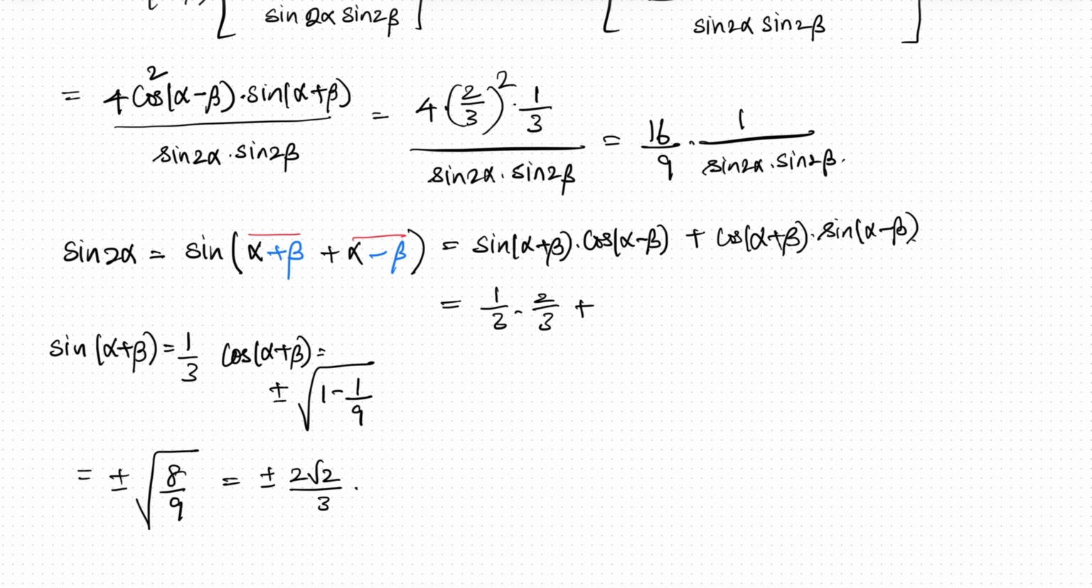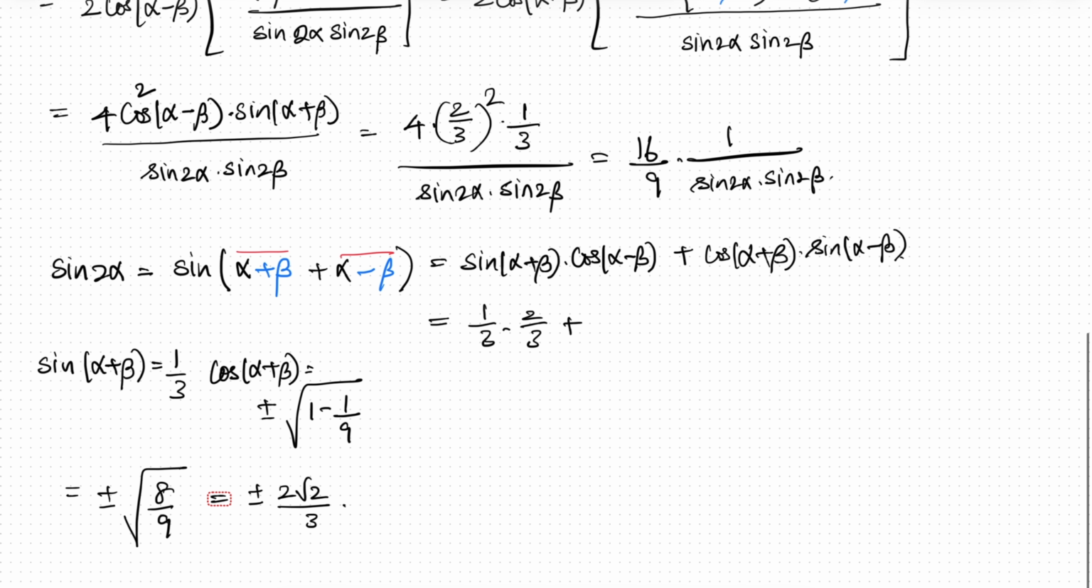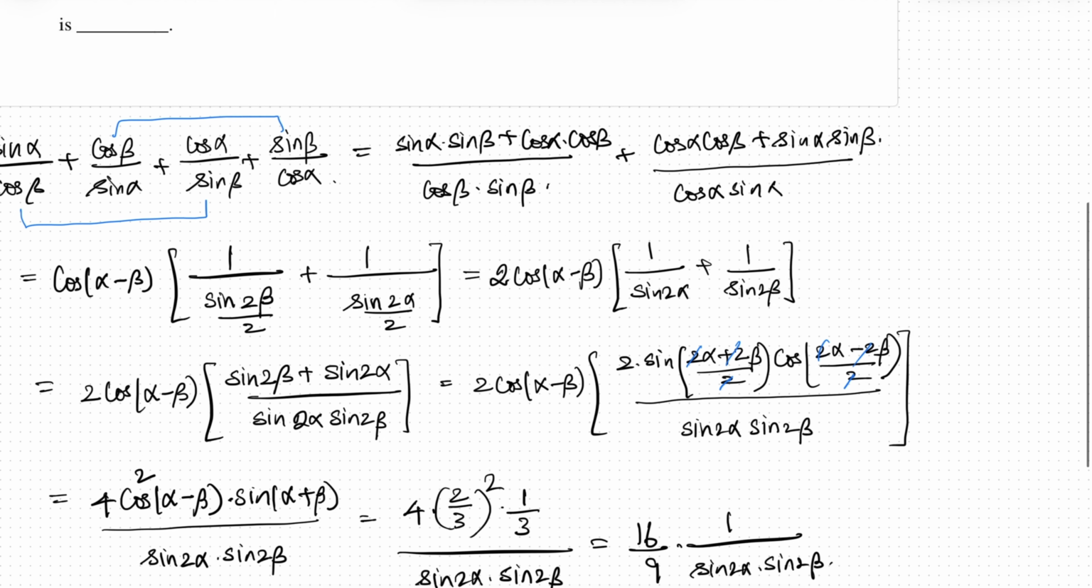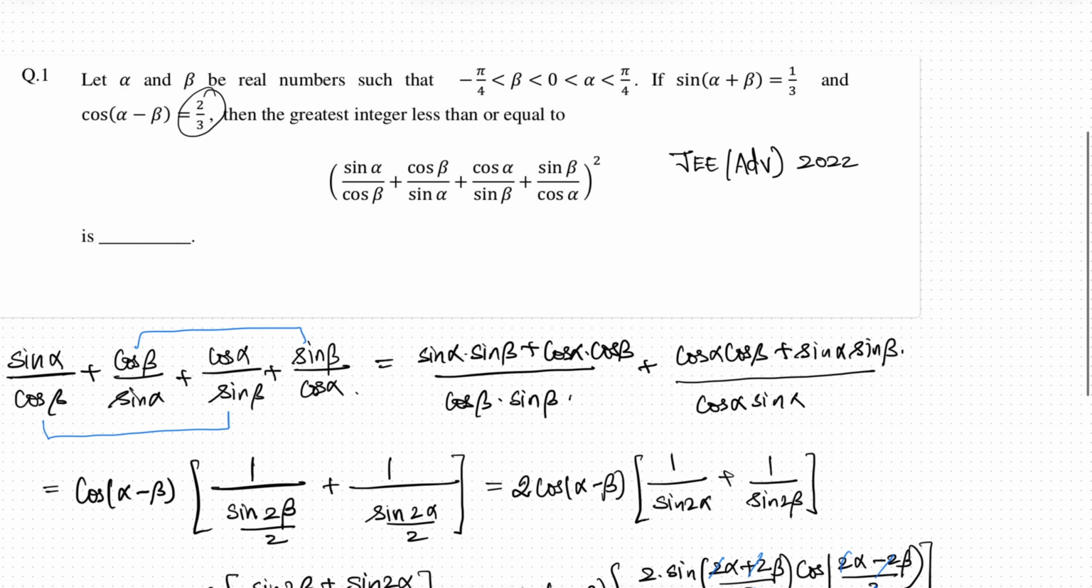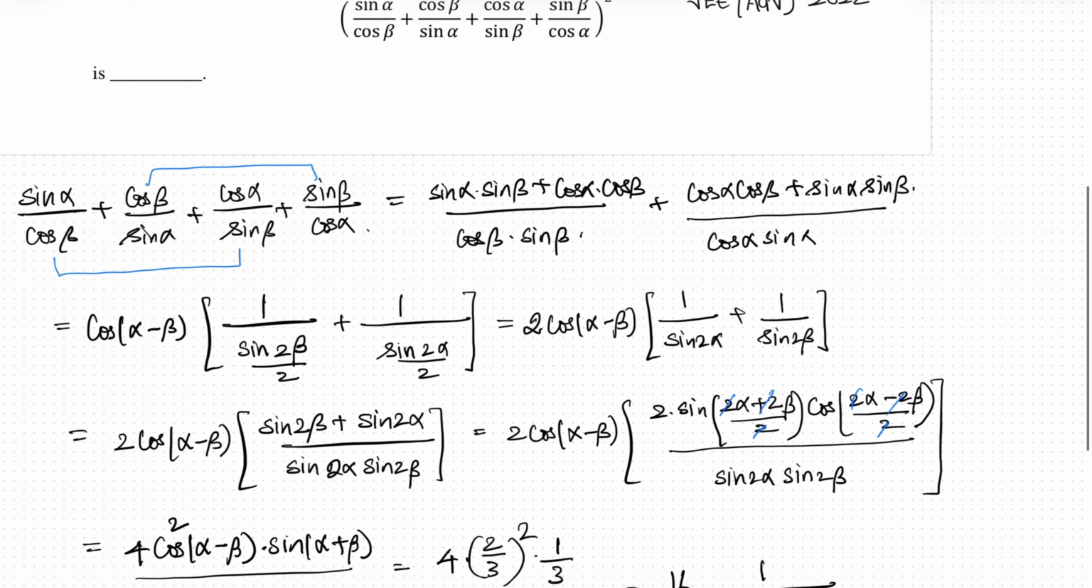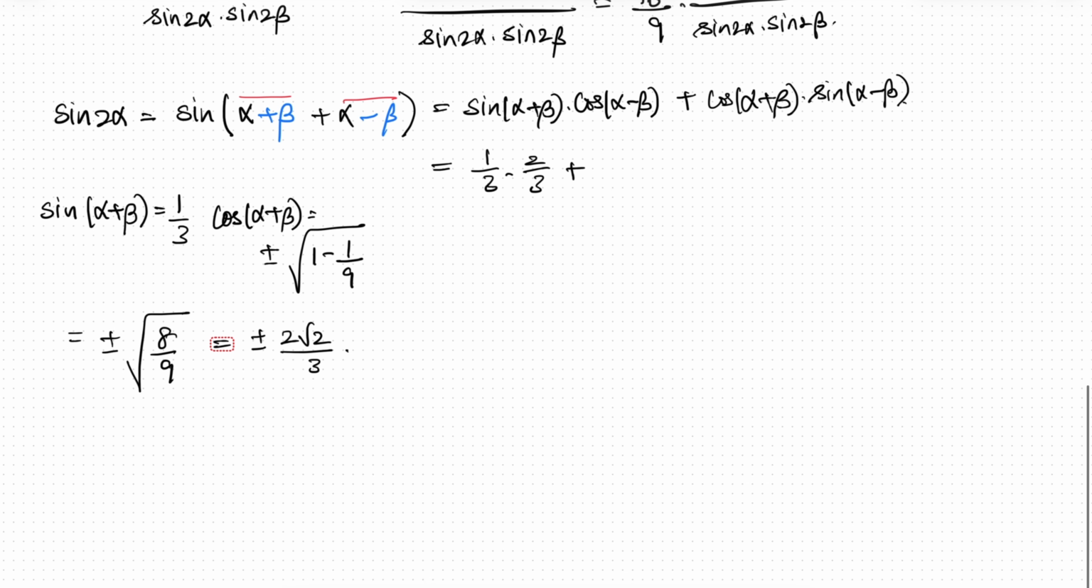Now the question is whether it is positive 2 root 2 by 3 or negative 2 root 2 by 3. In order to understand this, we'll be using the definition. That is why they have given you the range of alpha and beta. Beta is practically in the fourth quadrant and alpha is in the first quadrant. So here we are adding alpha and beta. Let me write the range of alpha first.